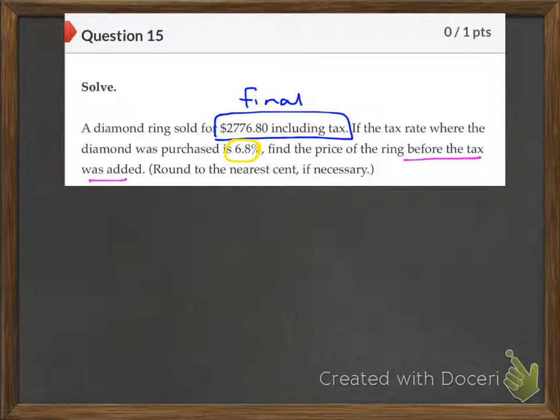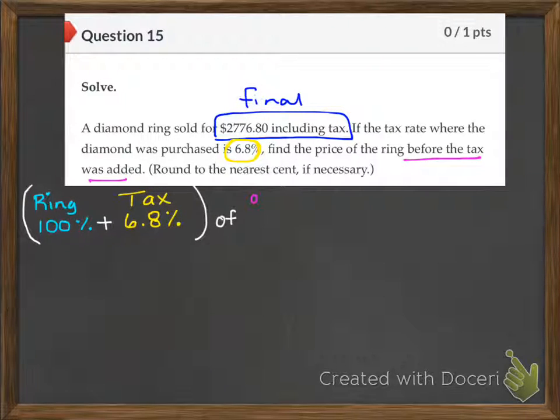So the first thing we want to do is really set this up like an equation. Now, just like we talked about in our session, you want to remember that 100% is actually the ring itself. So I'm writing 100% for the ring. And then you want to add it to the 6.8% that you are going to pay for tax, because all of that is already included in the $2,776.80. So now we're saying that the ring price plus the tax is going to be that percentage of the original price, and that will equal the final price.